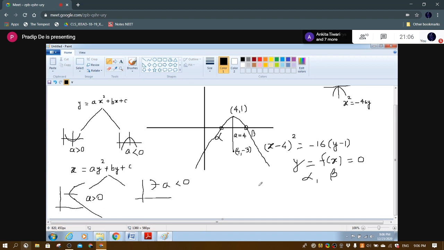Connected, parabola and quadratic functions. They are related. Okay, so there are many more things to learn from this chapter parabola, but many things are not in the scope of your syllabus now. So next class we'll start ellipse. You solve the sums from Arihant Agarwal or any other textbook on parabola.